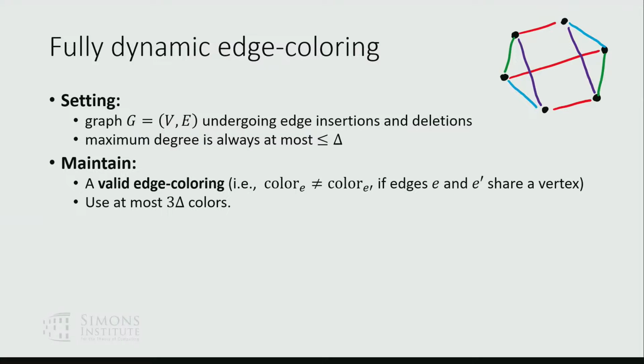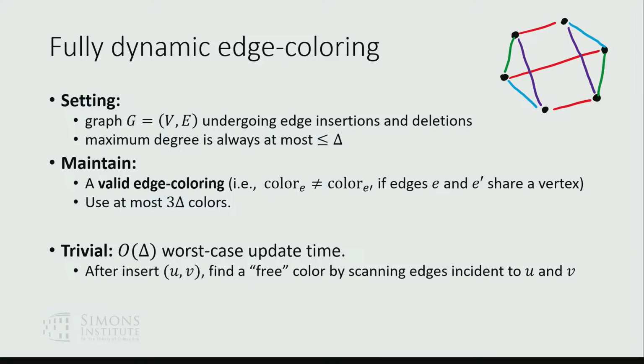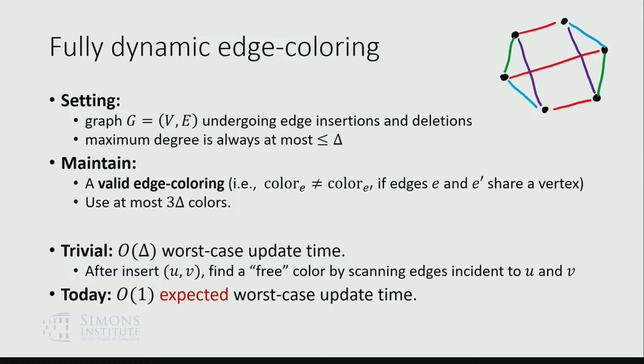such that any adjacent edges don't have the same color. These two edges share the vertex, so they cannot be the same color. And let's say I just want to use at most 3 delta colors. You cannot use fewer than delta colors for sure, but here we use 3 delta colors. The worst case update time is trivially delta, but we're going to do it in constant in expectation.